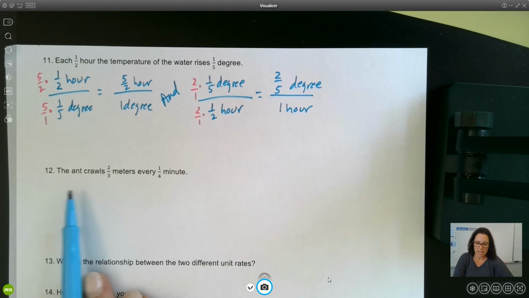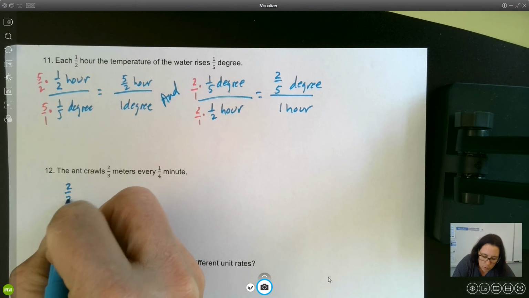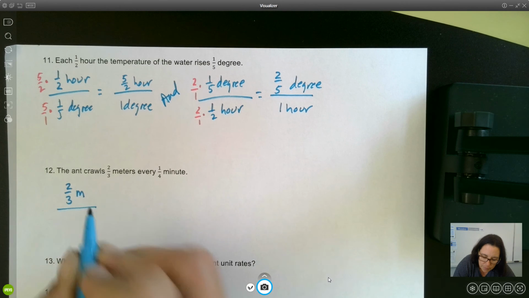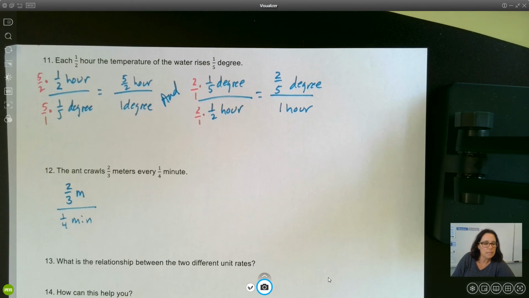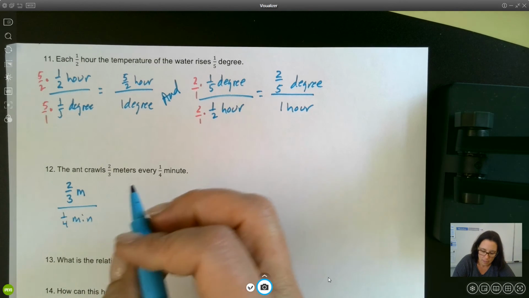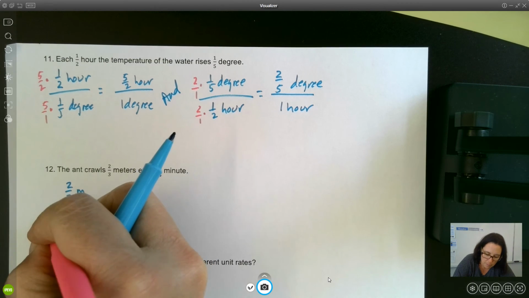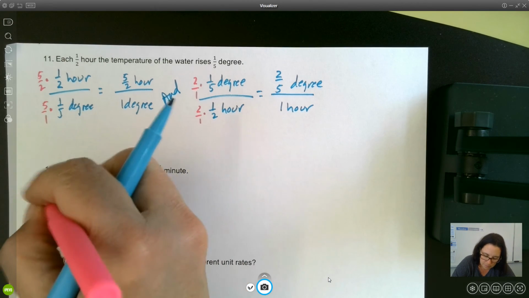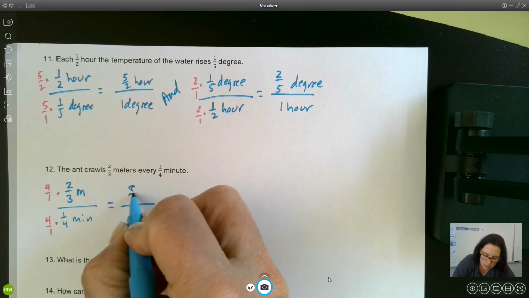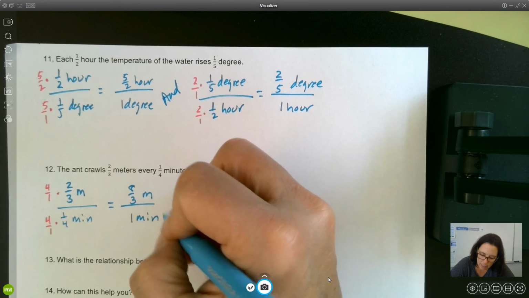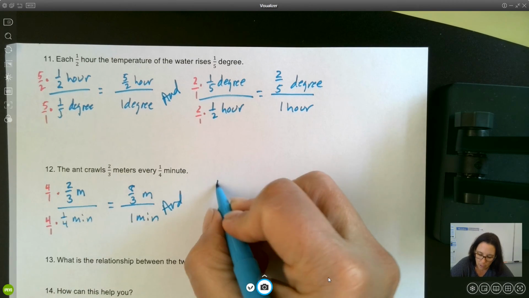Okay, let's look at this one. The ant crawls 2/3 meters every 1/4 minute. So 2/3 meters, 1/4. Be very careful. Meters is M, minutes is min. Okay, to make that a 1 minute, we would need to multiply by 4/1. So that'd be 8/3 meter. Okay, and the other one, take this original blue and flip-a-roo.